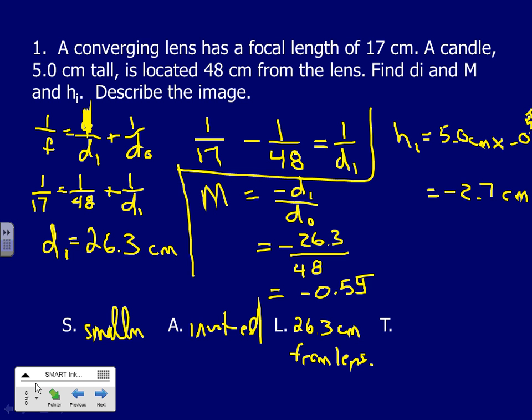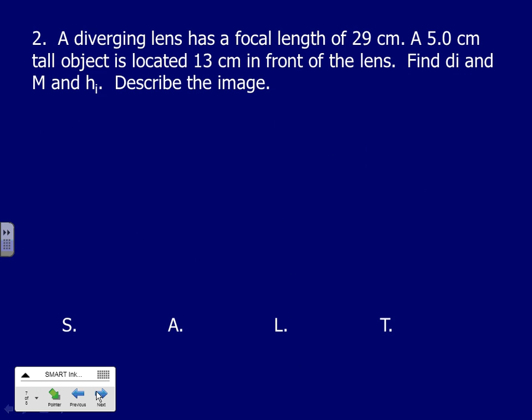And what type is this? What type of image would this be? Yep. Real, and how did you get that? The magnification is negative, and if it's inverted, it seems to always be real. Yep. What else could you use here? The DI is positive, and that's real. Correct. Okay? Let's do another one.